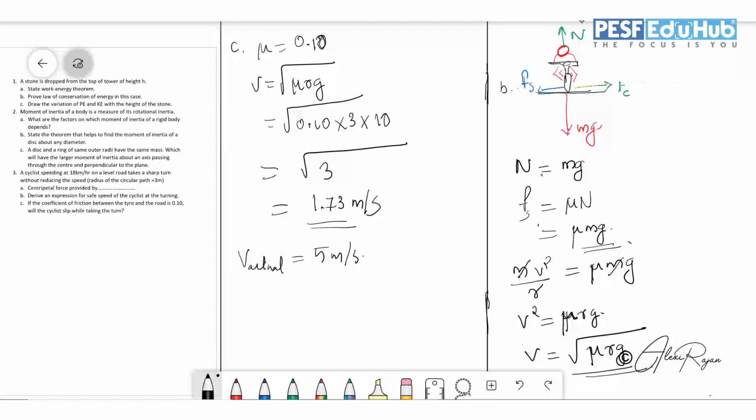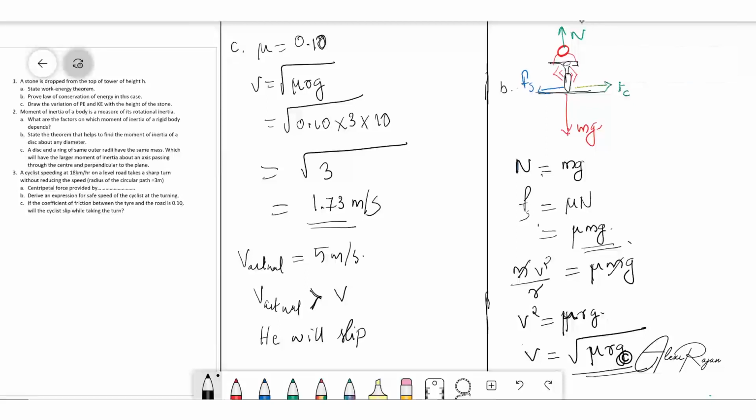So in this case, V actual is greater than V, the speed at which he should move. That means he will slip. So that's it. Just go through the three questions one by one. Thank you.